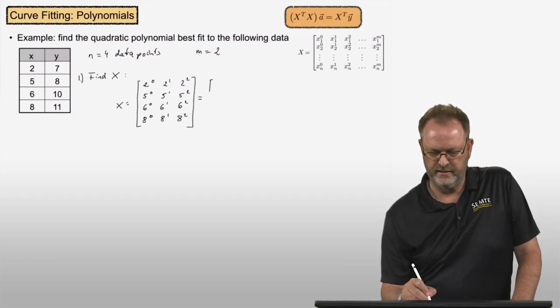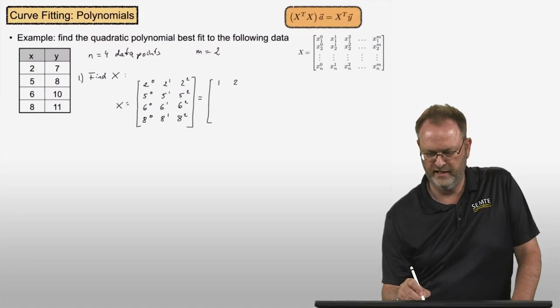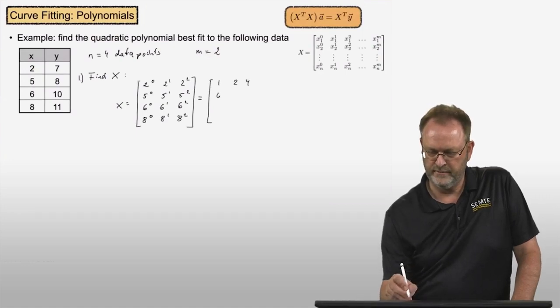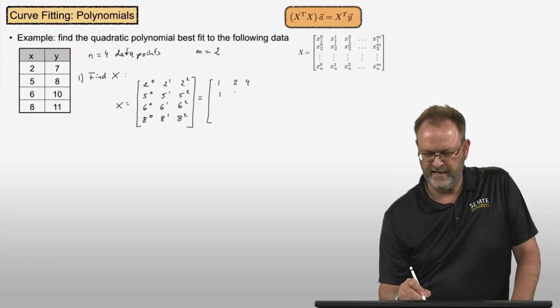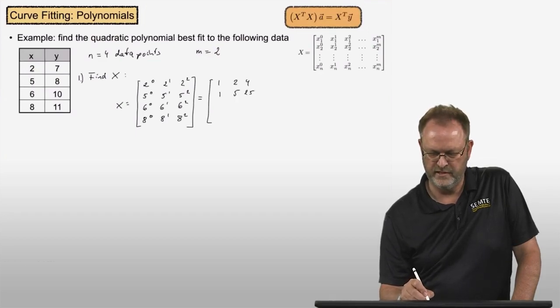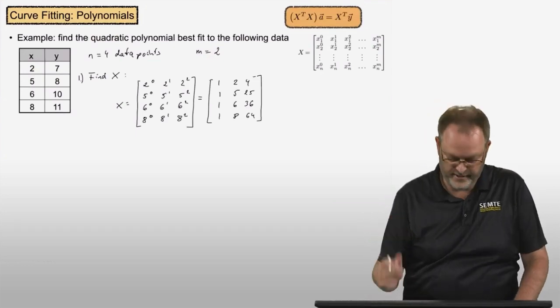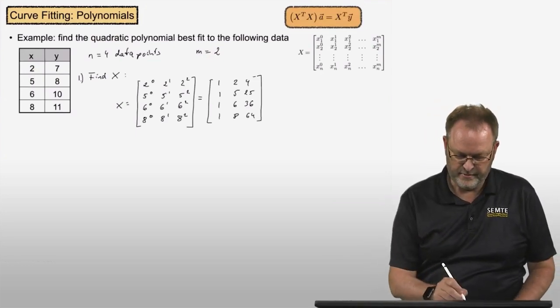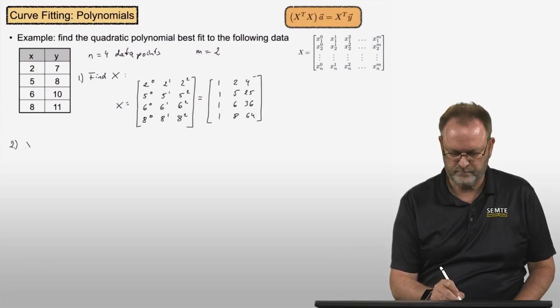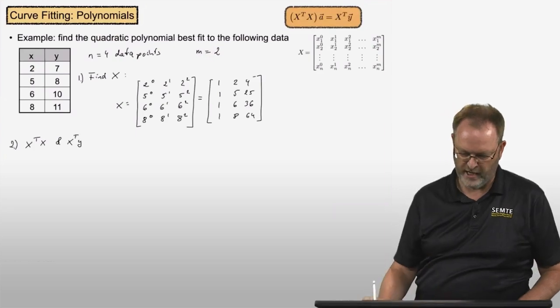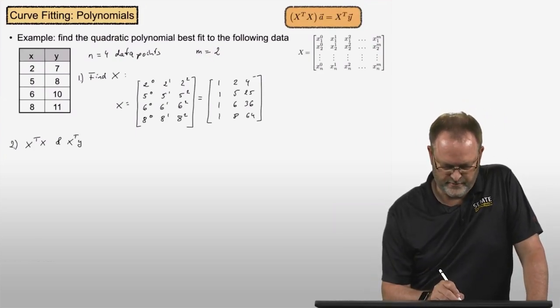Okay, let's calculate this. So this would be 1, 2, and 4. 1, 5, and 25. 1, 6, and 36. And then finally 1, 8, and 64. So that's my matrix X. And then I need to calculate X transpose times X and X transpose times Y. So let's start with X transpose times X.